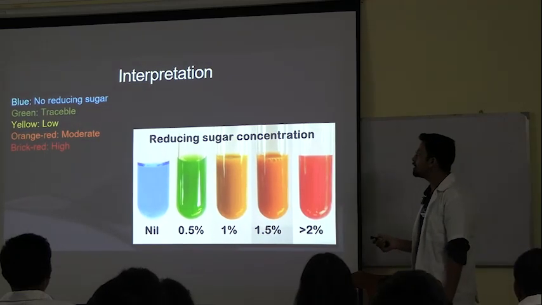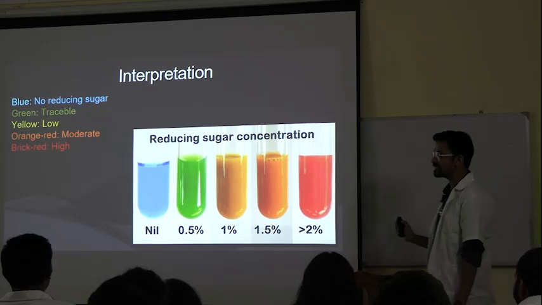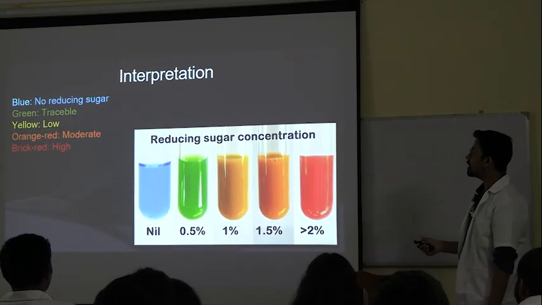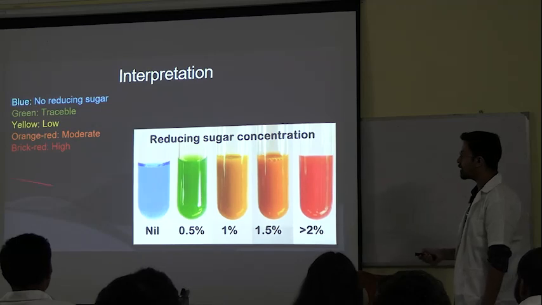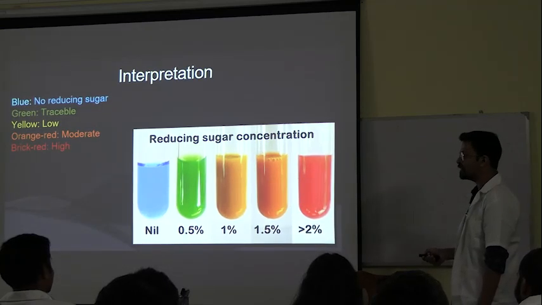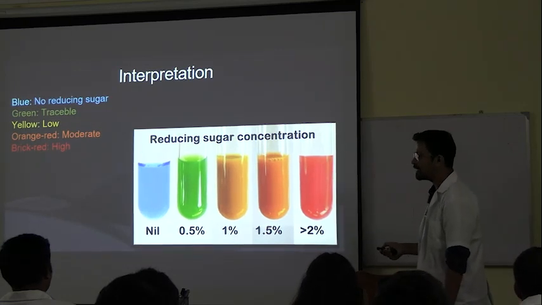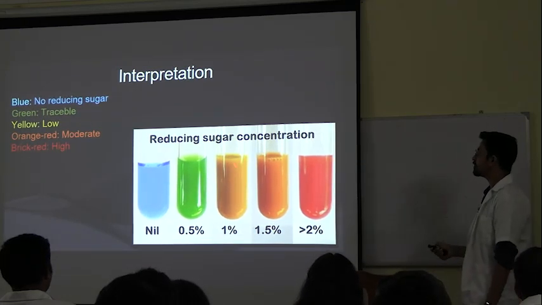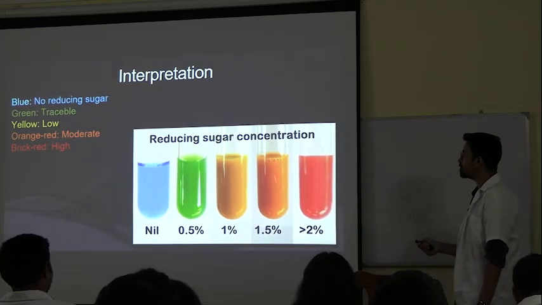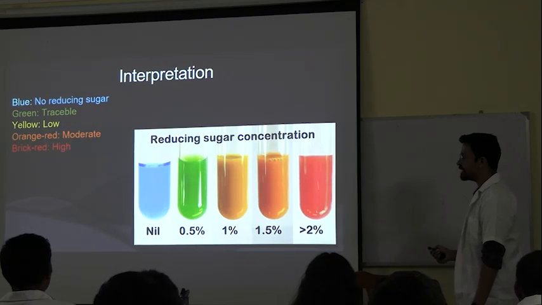Fine. Now this is the interpretation that you will get. The blue one: when there is only the sample, there is no reducing sugar, and the color remains as it is. Then if there is a trace, that means 0.5 to 1%. Here it is written only 0.5%, but you can say it is 0.5 to 1%. It will be green. More than 1%, 1 to 1.5%, it will be yellow. If it is 1.5 to 2%, it will be orange red. And more than 2%, that is brick red.